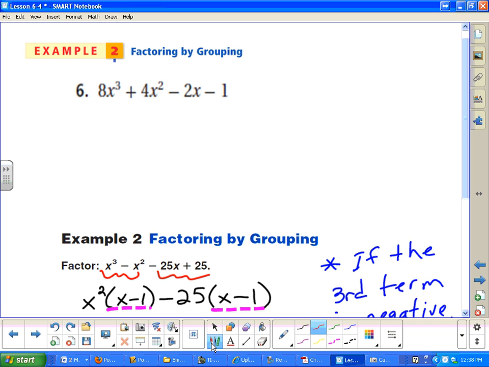Okay, so I'm going to group them together. What do the first two have in common? 8 and 4 both will have a 4. x cubed and x squared, they both have x squared. So we got 4x squared times 2x plus 1.